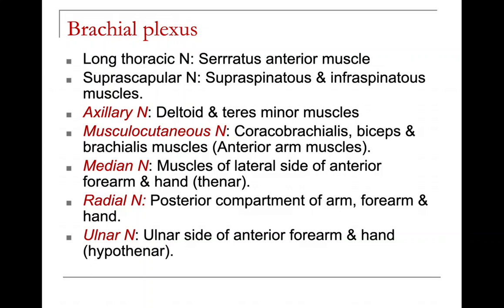Median nerve is going to do muscles to the lateral side of the anterior forearm and hand, so the thenar or the thumb side. Remember, anatomical position is going to be with the palm facing up. Radial nerve is going to go to the posterior compartment of the arm, forearm, and hand. And then the ulnar nerve is going to go to the anterior forearm and hand on the ulnar side, so hypothenar.